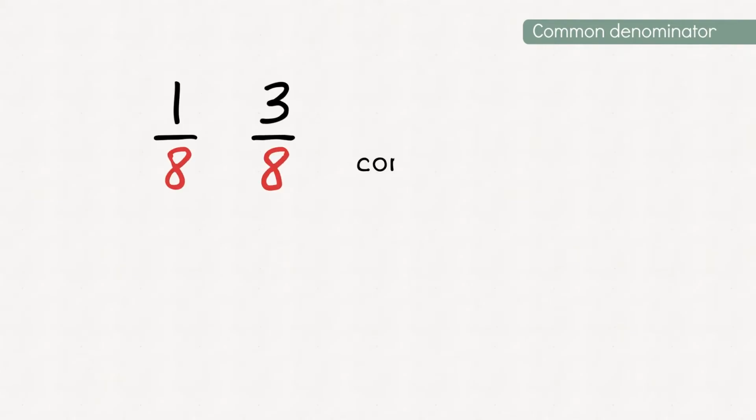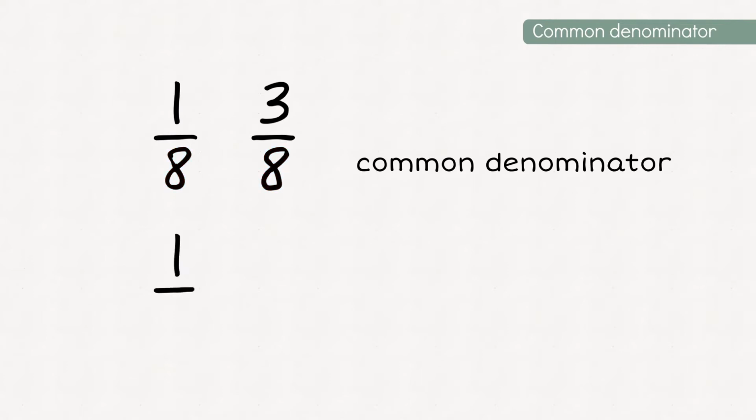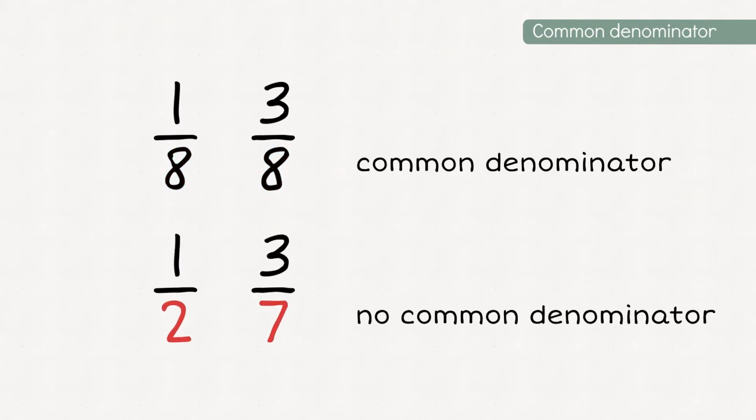1/8 and 3/8 have the same denominator, namely 8. However, not all fractions share a common denominator. For instance, 1/2 and 3/7 do not. In order to add or subtract fractions, these fractions need to have a common denominator. If fractions do not have a common denominator yet, this means you will have to convert the fractions in order to add or subtract them.